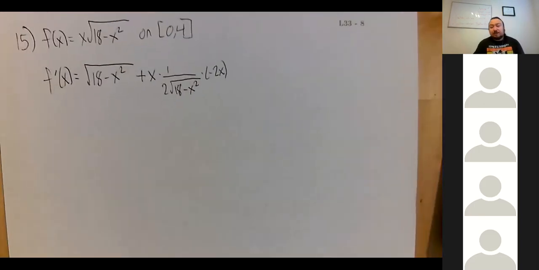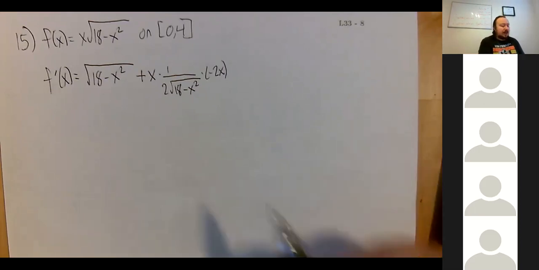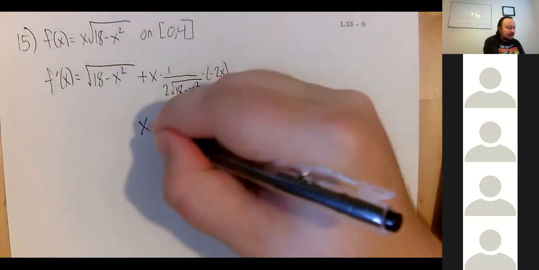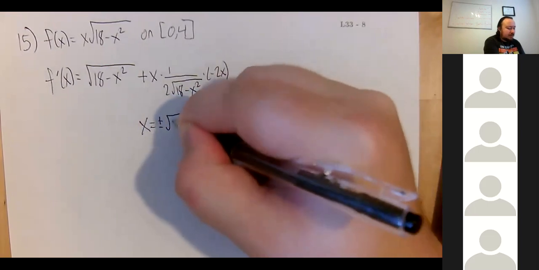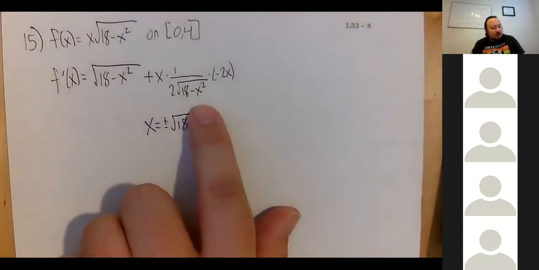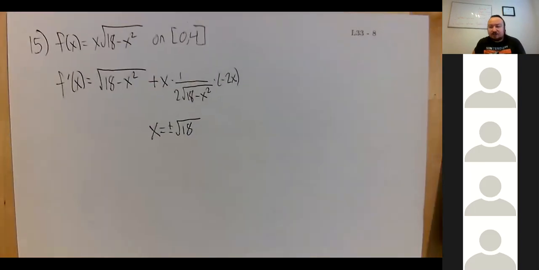And remember, I'm looking for where this is going to be 0 and where this is going to be undefined. All right, now it seems like there are certainly some places where this will be undefined. I think if x is plus or minus the square root of 18, we're going to be dividing by 0 here. So that certainly seems like it'd be undefined. But it turns out we're not going to care about either of these critical points. Can someone explain why that is? Why won't we even bother with either of these?